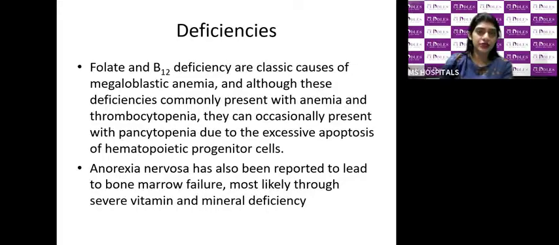Deficiencies include folate and B12 deficiency, a classic cause of megaloblastic anemia, like I discussed before. MCV is quite high in these conditions, so we need to have a close understanding of when it is B12 deficiency and when it is aplastic anemia. Although these deficiencies commonly present with anemia and thrombocytopenia, they can occasionally present with pancytopenia due to excessive apoptosis of hematopoietic progenitor cells. Like I discussed before, there is a direct cytotoxic effect, either cell-mediated or antibody-mediated. Anorexia nervosa has also been reported to lead to bone marrow failure, most likely through severe vitamin and mineral deficiency.